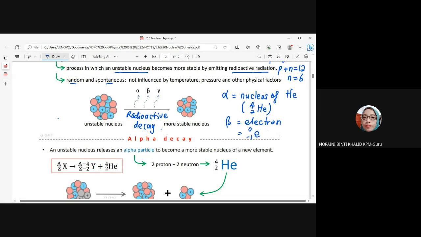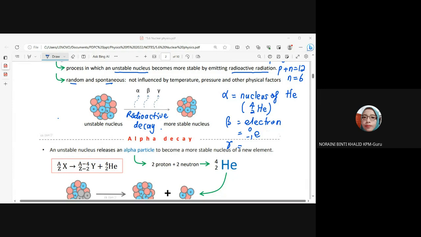Okay, gamma, ada tak nuclide notation untuk gamma? Yes or no? Is there any nuclide notation for gamma? Anyone?